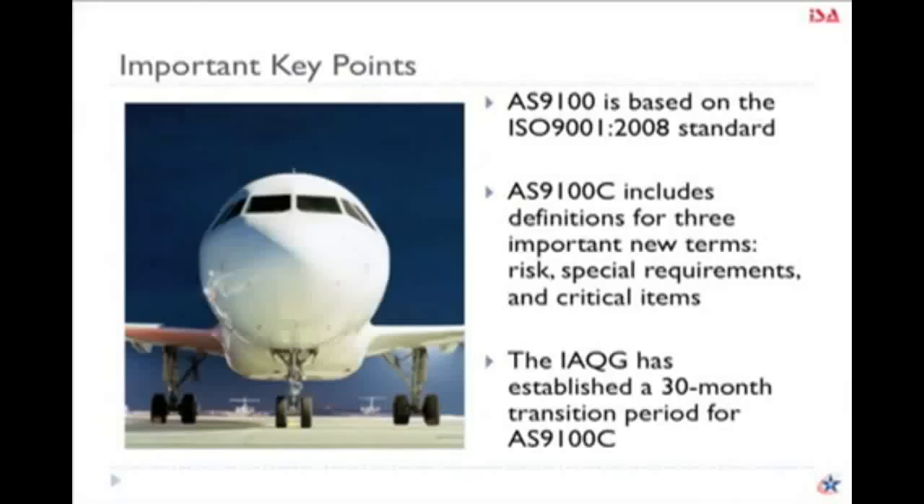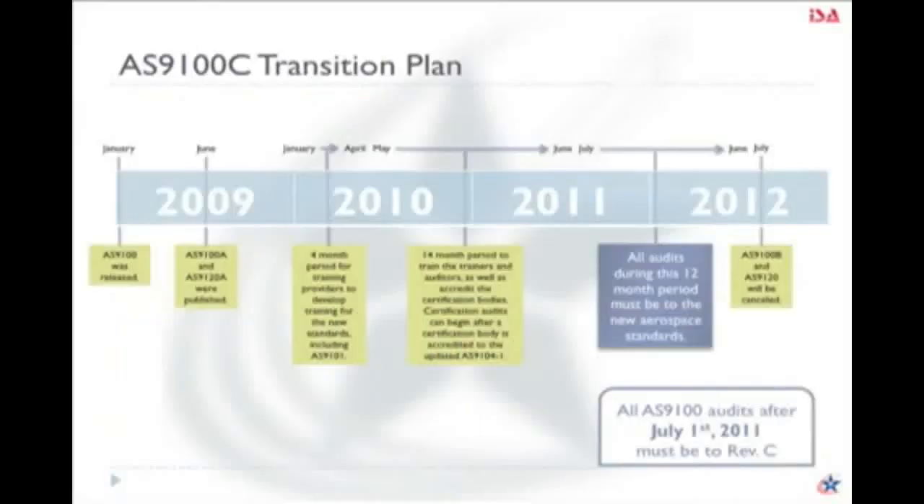The IAQG has already established a 30-month transition period for AS9100C. The IAQG has proposed a 30-month transition timeline for existing certified organizations that went into effect on January 1, 2010. The Online Aerospace Supplier Information System, OASIS, database will be used to share IAQG expectations and track client transition activity via certification body issuance of AS9100C certification. All AS9100 audits after July 1, 2011 must be to Rev C.